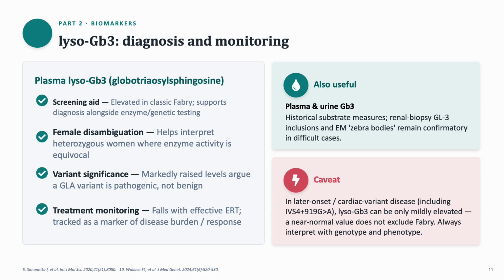Besides lyso-Gb3, plasma and urine Gb3 are also helpful. Besides the biomarkers, renal biopsy is the gold standard when it shows the classical zebra bodies under the electron microscope. The caveat is important here. In late-onset and cardiac variant disease, including our common IVS4 variant, lyso-Gb3 may be only mildly elevated, so a nearly normal value does not exclude the disease. Always read the biomarker together with the genotype and the clinical picture.